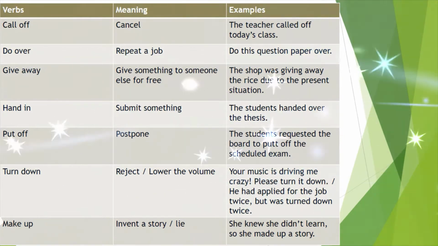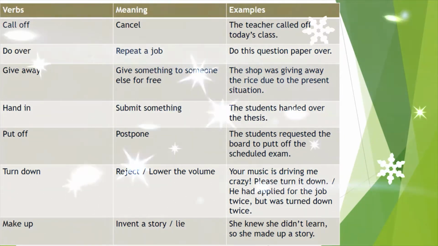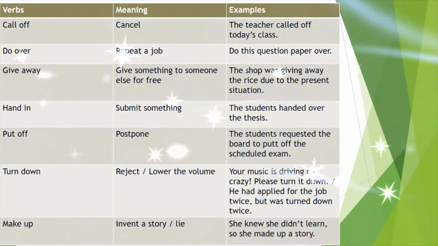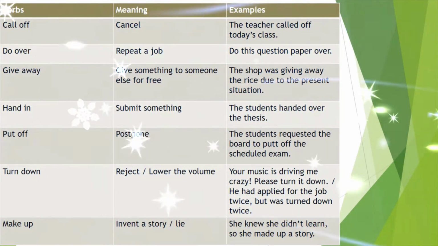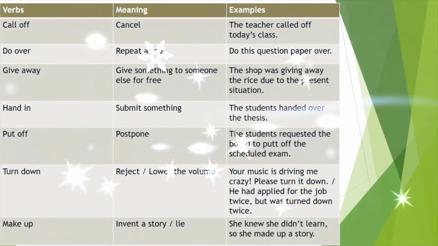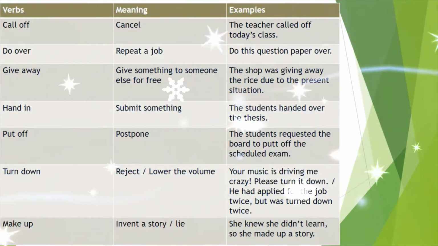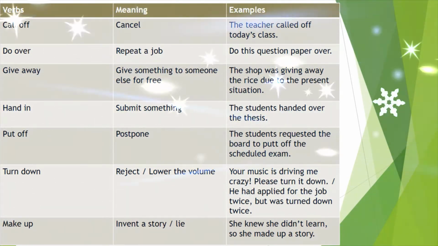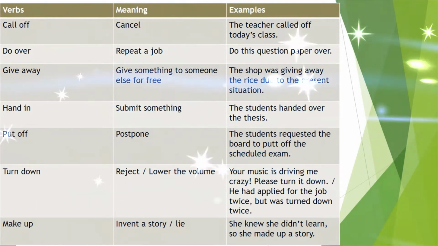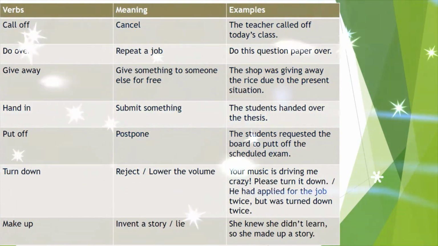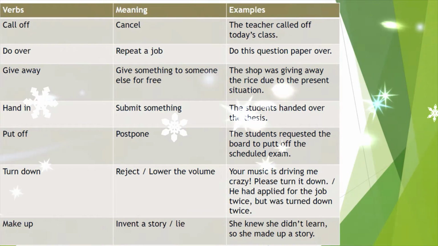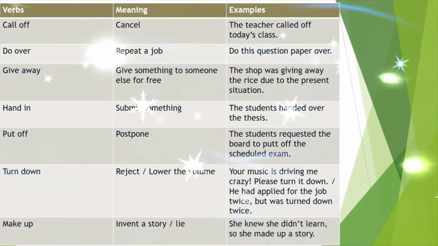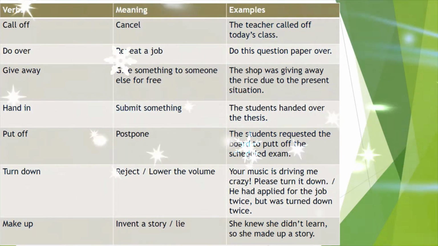Next one, turn down. Turn down means reject. The other meaning of turn down is to lower the volume. So I am giving you the example of both. Your music is driving me crazy. Please turn it down. That means please decrease the volume of the music. The next meaning of the same phrasal verb turn down is reject. The example is, he had applied for the job twice, but he was turned down twice. So even though he had applied for the job two times, he was rejected.